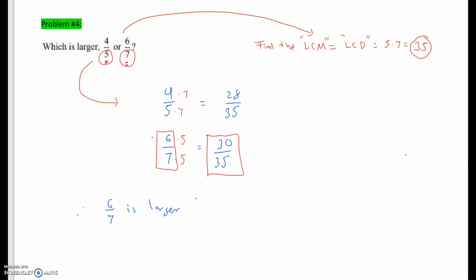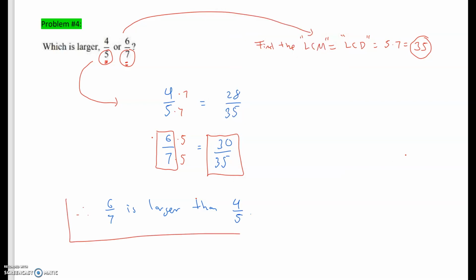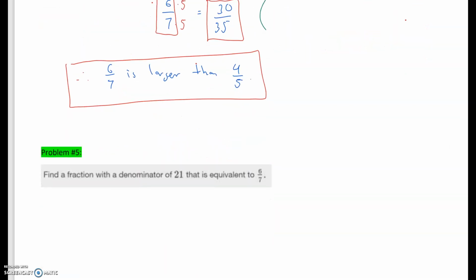is larger than 4/5. And once again, in the background, we're showing the work. The 4/5 is actually 28 over 35, which is less than 30 over 35. That's actually it for this one. Let's move on to problem 5, I mean.